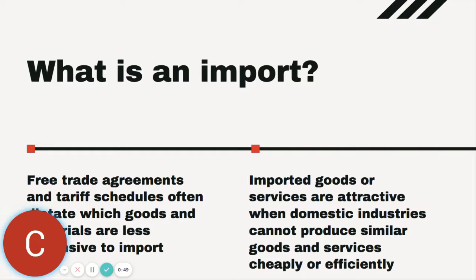A great example of a free trade agreement is NAFTA, the North American Free Trade Agreement between Canada, the U.S., and Mexico. It's just a textbook example of tariff omission. Also, imported goods or services are attractive when domestic industries cannot produce similar goods and services cheaply or efficiently. In our case, in Colombia, we tend to import a lot of refined oil because we simply cannot do it here for a cost-effective price.